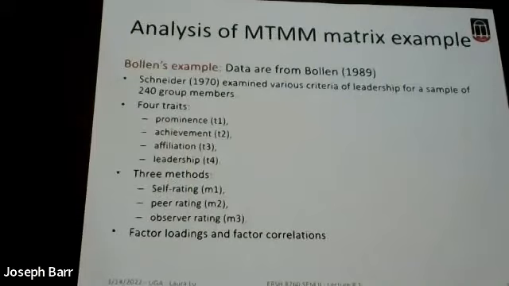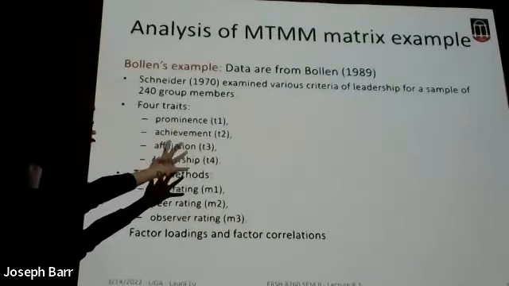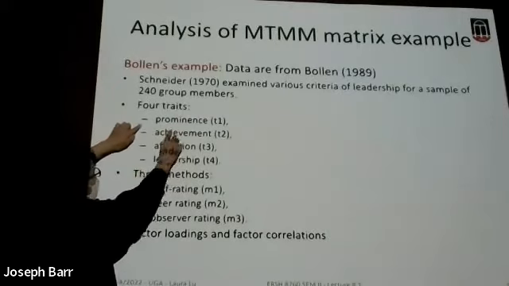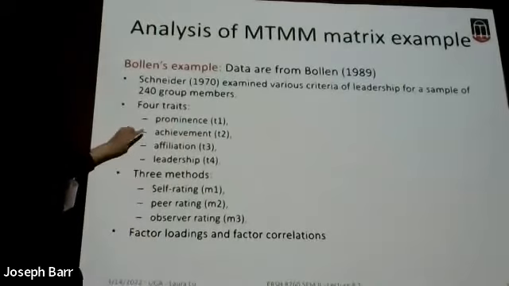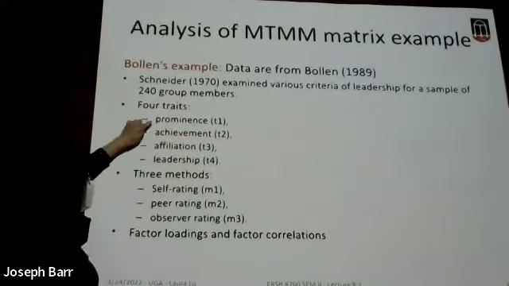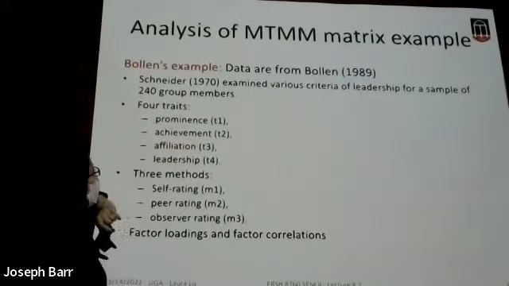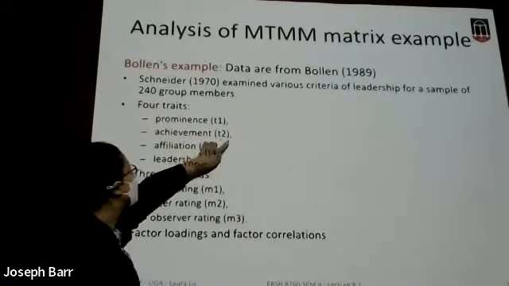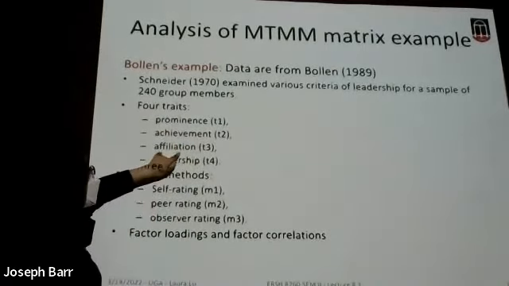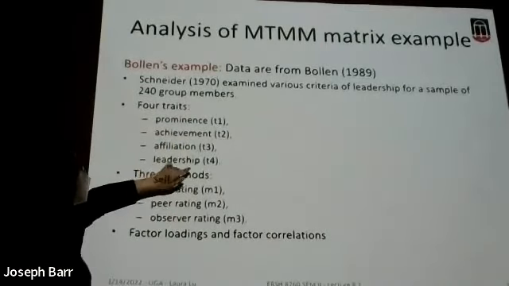Let's look at Bollen's example. This example is from Bollen's textbook. Okay, so in Bollen's textbook, we have 4 traits. We're trying to measure 4 traits. We use 3 methods. Which 4 traits? Prominence, okay, trait 1, prominence of a participant. Achievement of a participant, okay, trait 2. Affiliation, trait 3. Leadership, trait 4.